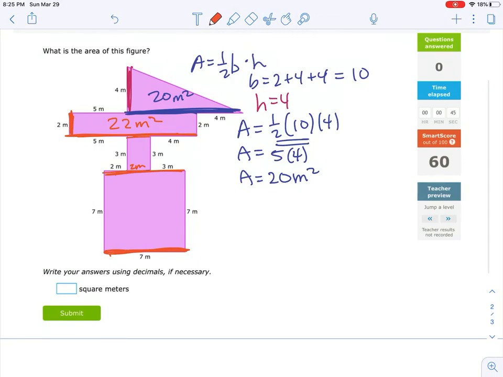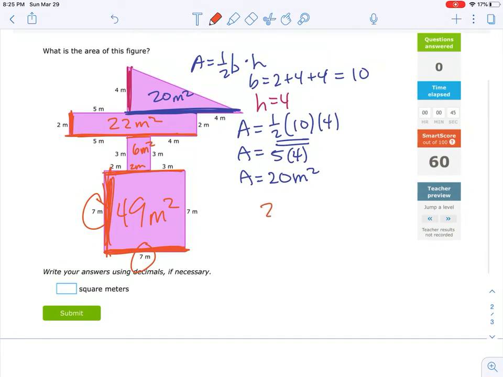The smallest rectangle, I need to multiply length times width again. This length is 3, the width is 2, so this is 6 meters squared. Length times width. Down at the bottom, we have a square, 7 by 7, width of 7, length of 7. 7 times 7 is 49. So we have a surface area of 49 meters squared.